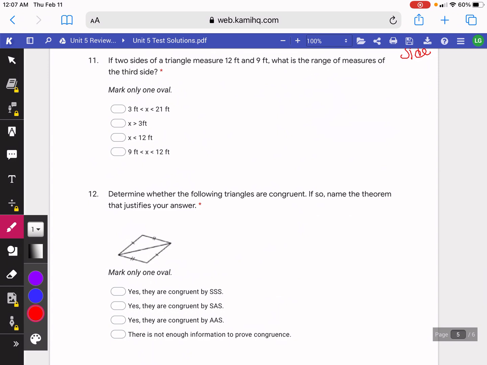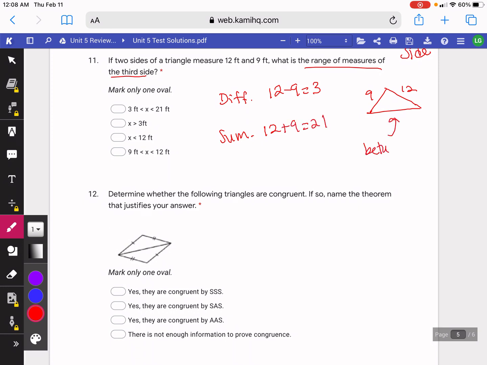Here it says two sides measure 12 and 9. What is the range of measures of the third side? To do this is really simple. We learn to take the difference of the sides and the sum. So we have a triangle with sides 9 and 12. We want to know ranges for the third side. So the difference, 12 minus 9 would be 3. And the sum, 12 plus 9 would be 21. So that means this side needs to be between 3 and 21 units.